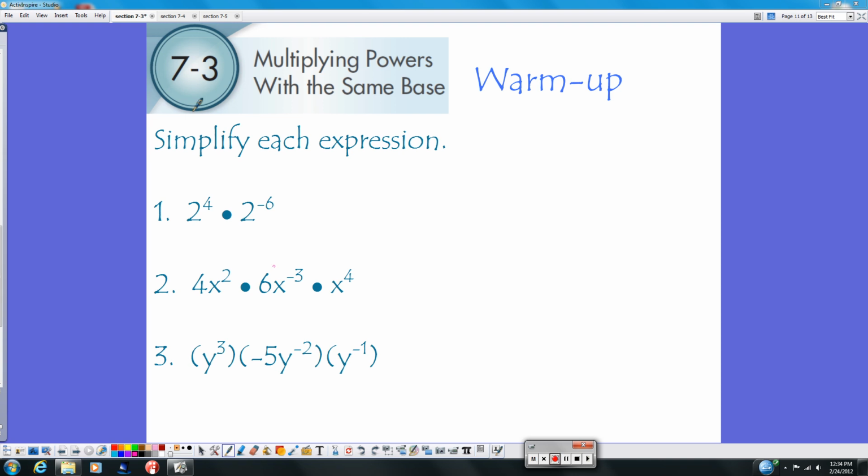Remember our rule from yesterday says you keep the base, and you add the exponents. Again, we don't like to keep the negative exponents, so we would write this as 1 over 2 squared, or 1/4.